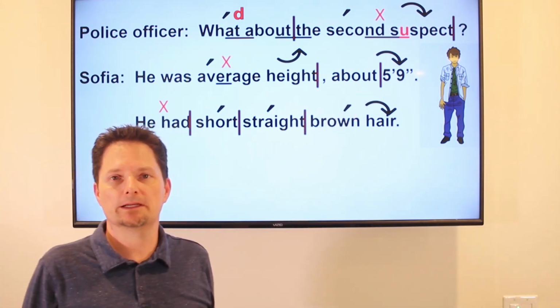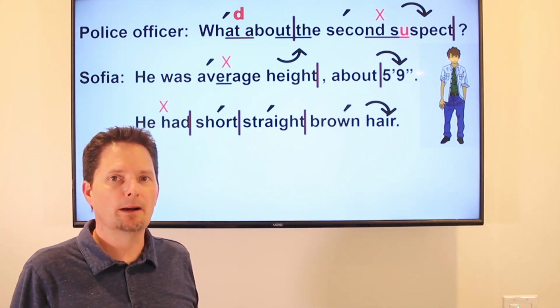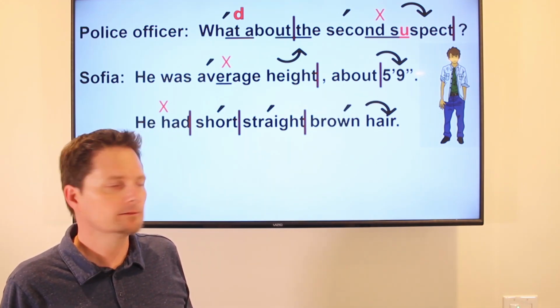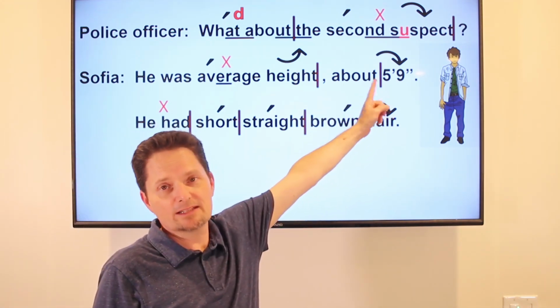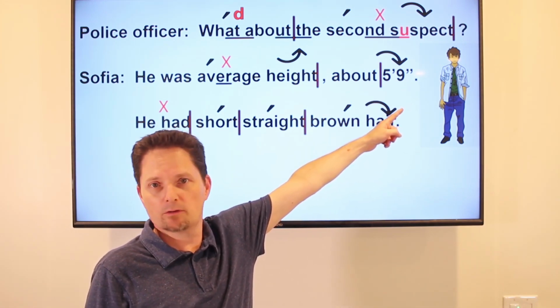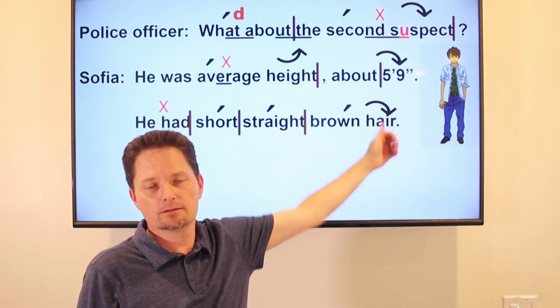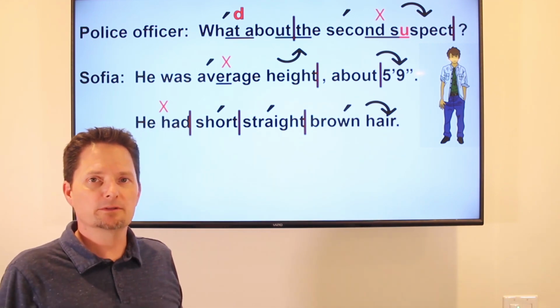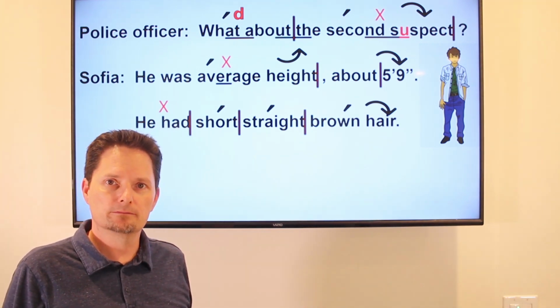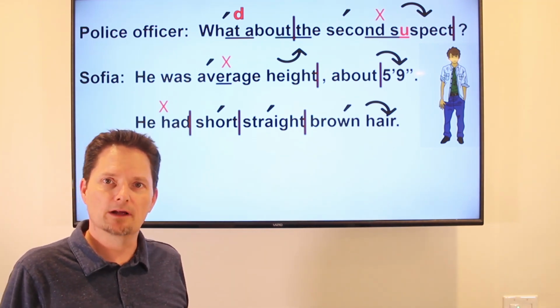About. Another stop T. We don't say about with a released T. We say about. About 5'9". 5 feet and 9 inches, you don't have to say feet or inches, only 5'9". So together, he was average height, about 5'9".